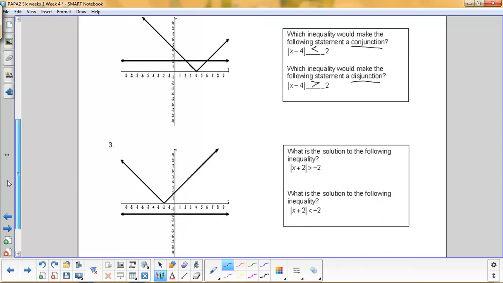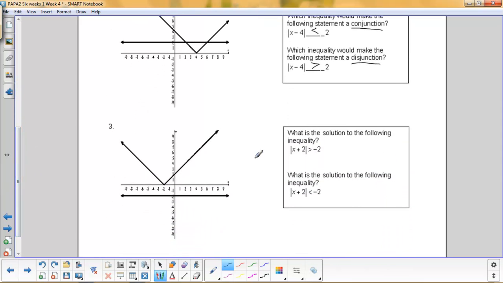Using logic for question number 3, an absolute value can never be less than a negative number, so an absolute value is always greater than a negative number. Using graphical representation, you'll see that this holds true. The answer to this is all real solutions, and this one is does not exist, or undefined, or no solutions.